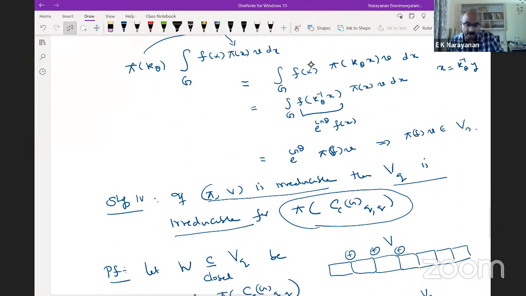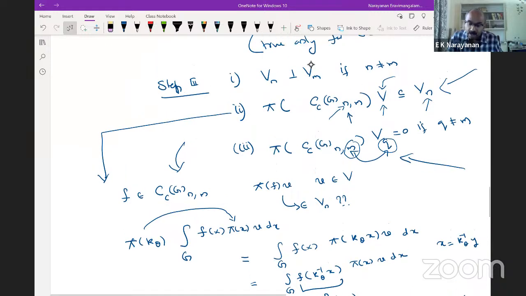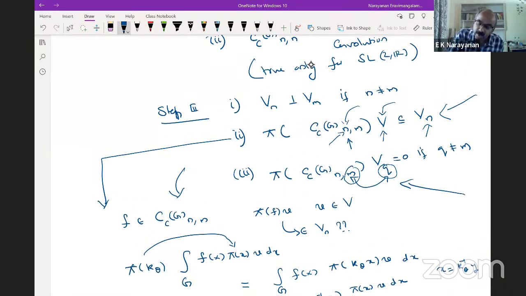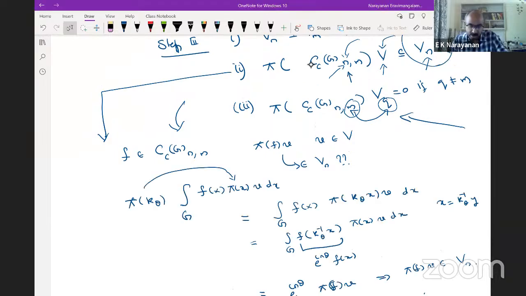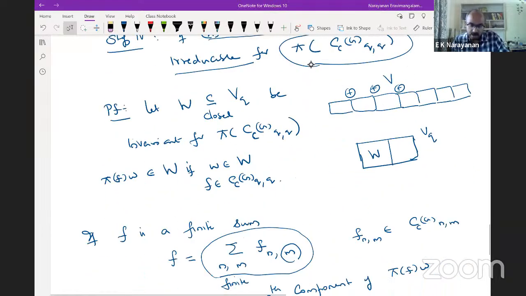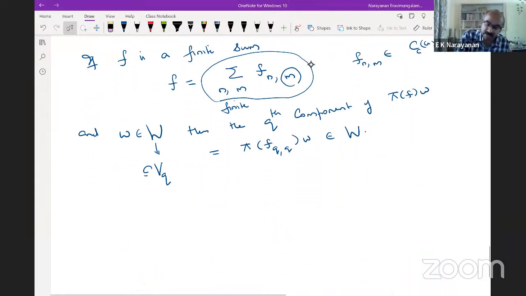So let us see. Yeah. So the first index decides where you land, right, in V_n. So if I want the qth component, then both n and m should be q. Otherwise, you are not going to get the qth component. You will go elsewhere, right? So the qth component of such a vector has to come from the qth piece of your f. Okay, that is the only way.